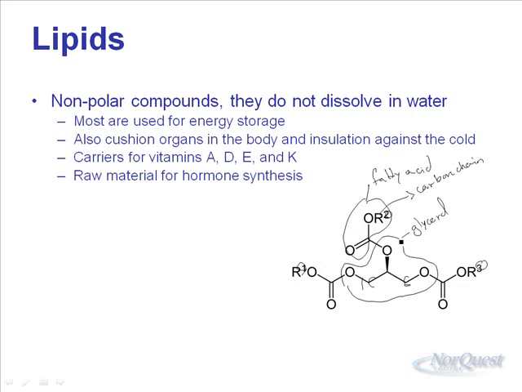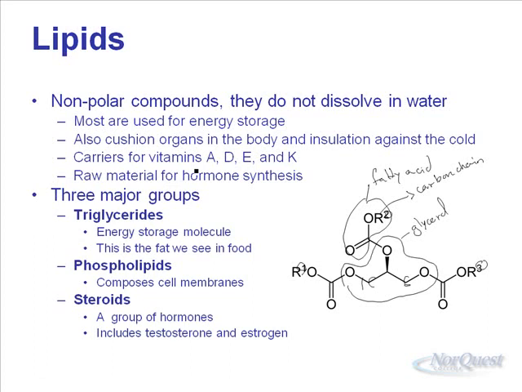a long time, and also it's almost like better packaging. Fats can store way more energy in much less space when you compare them to a carbohydrate. So most are used for energy storage. They're also cushioning and insulators against the cold. Carriers of some vitamins such as A, D, E, and K. They're also the raw material for some hormones.